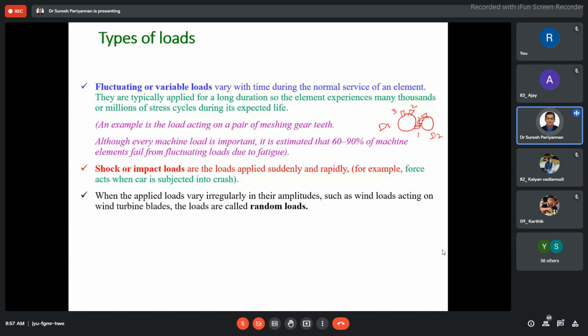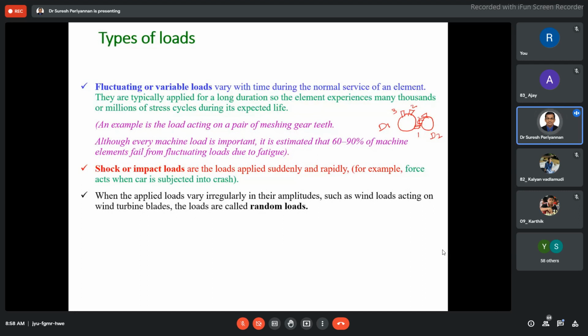Next, fluctuating and variable loads, and shock or impact loads. These are loads applied suddenly and rapidly. For example, the force acting when a car is subjected to a crash. Crash analysis is a very important study for automobile industries. That is shock or impact loads.